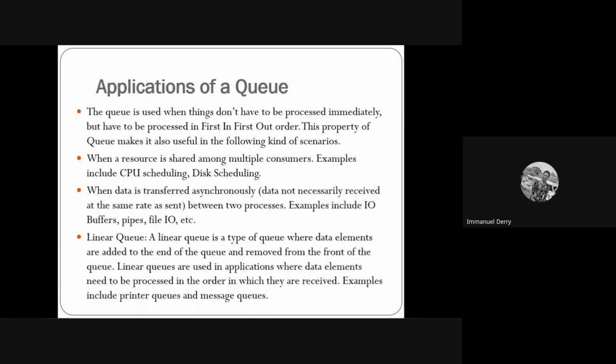And then when a resource is shared among multiple consumers, examples include CPU scheduling and disk scheduling. I believe you learned operating systems, so you know what CPU scheduling and disk scheduling basically are. And also one other application of the queue data structure is if you want to transfer data asynchronously, that is data not necessarily received at the same time or at the same rate in which they are sent between two processes.